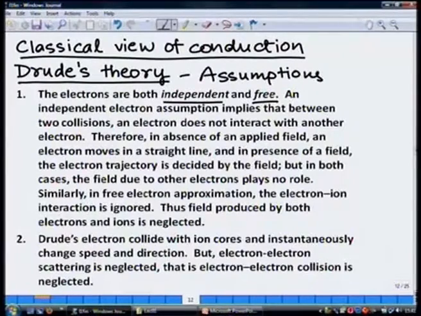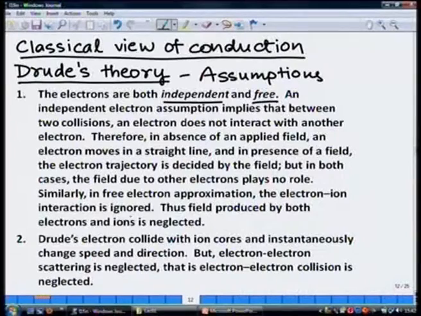Therefore, in the absence of an applied field, an electron moves in a straight line, and in the presence of a field, the electron trajectory is decided by the field. But in both cases, the field due to other electrons plays no role. So, understand this: the electron comes out of this collision and it is going to collide again with another ion. Since it does not interact with other electrons, it does not see other electrons' field.